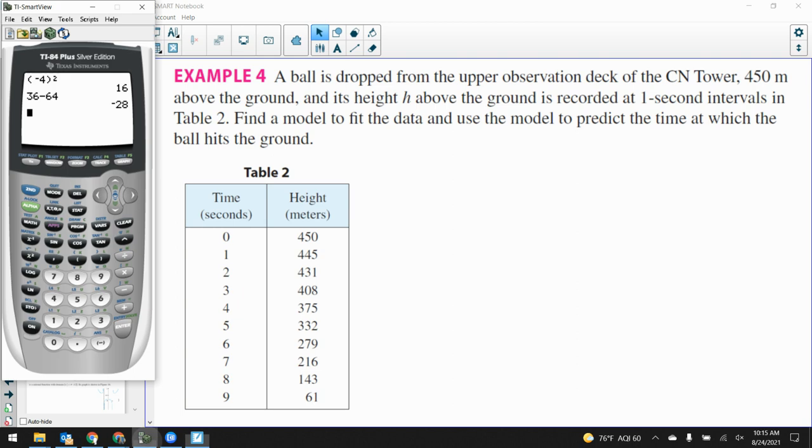So what I'm going to do here first is go to stat, edit, and clear out my lists and plug in my new stuff. So if you want to do this with me, by all means, do it. If you're like, I remember this stuff, we did this a million times in Algebra 2, I don't need to do that again, that's fine too.